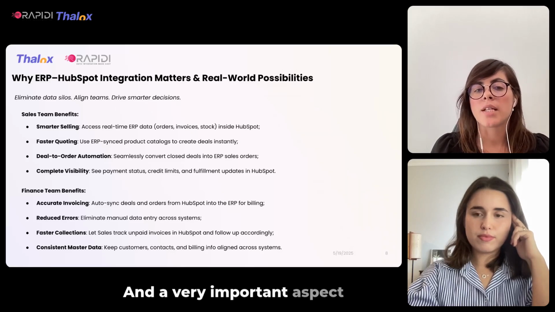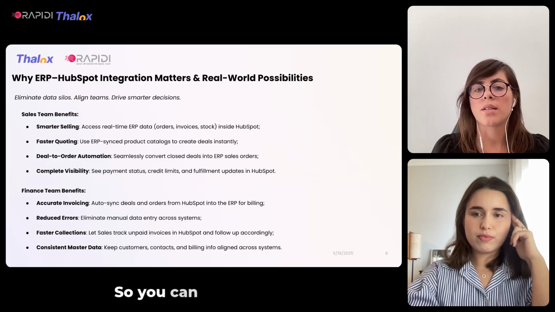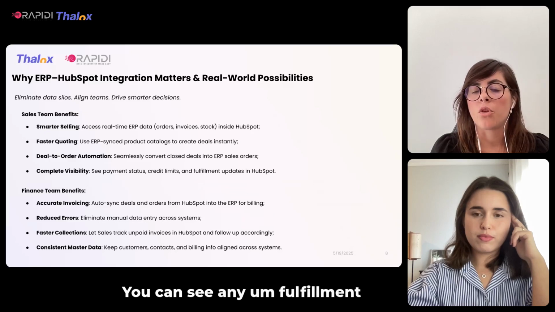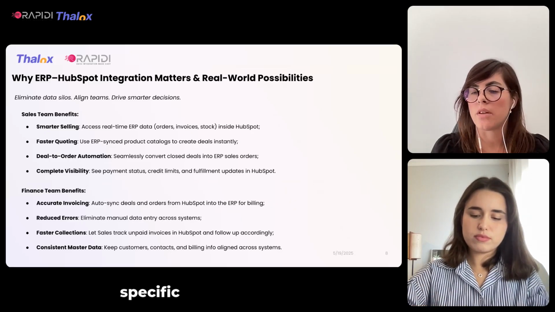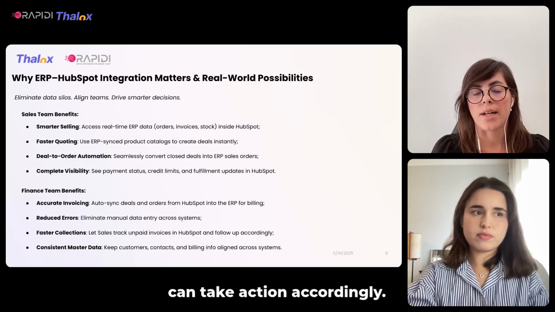And a very important aspect is that they have complete visibility. You can see payment statuses, credit limits on customers, and any fulfillment updates. So everything that has to do with that specific company and their transactions. You'll have this overview, and then you can take action accordingly.